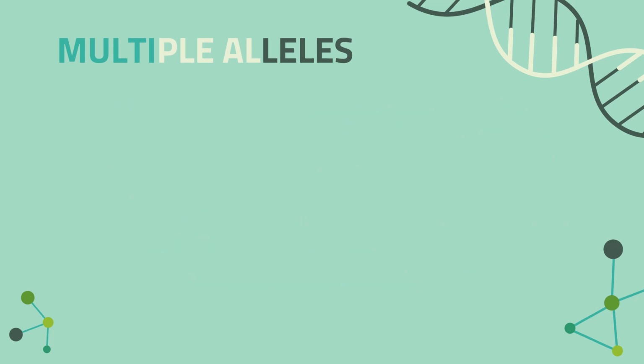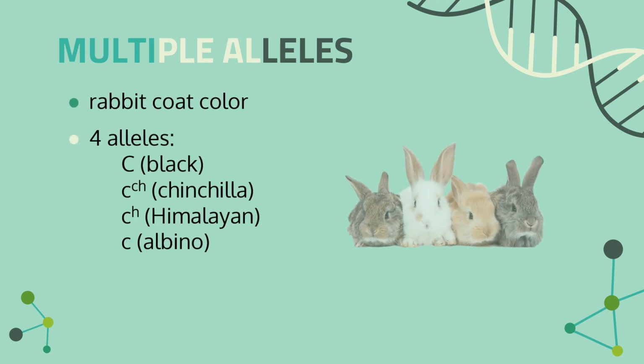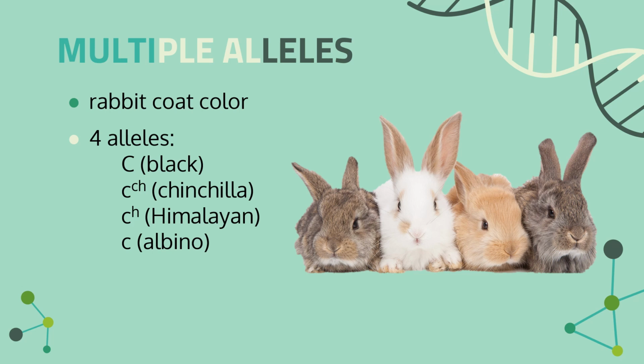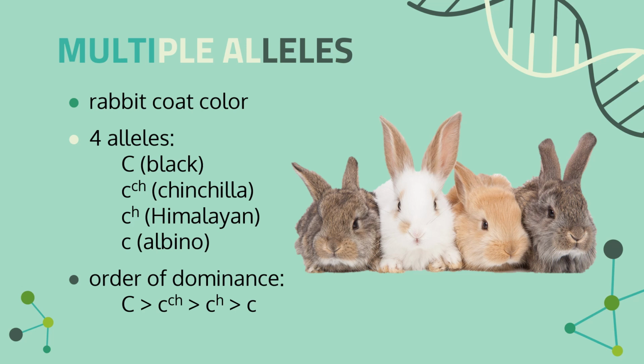One example of multiple alleles is rabbit coat color. There are four alleles for rabbit color: uppercase C for black, lowercase c^ch for chinchilla, lowercase c^h for Himalayan, and lowercase c for albino. Uppercase C is dominant, while lowercase c is recessive. The order of dominance of the alleles is this: black is dominant over chinchilla, over Himalayan, over albino.